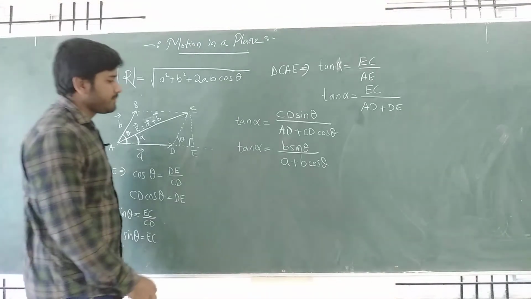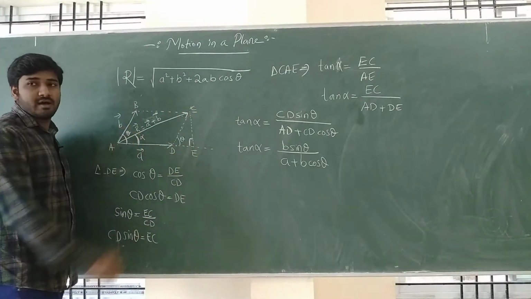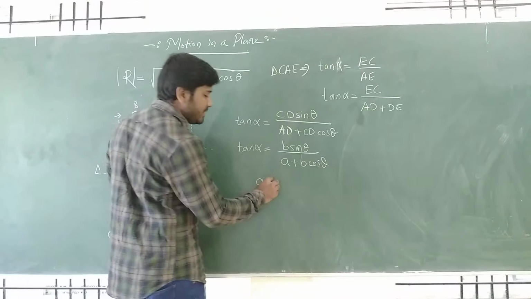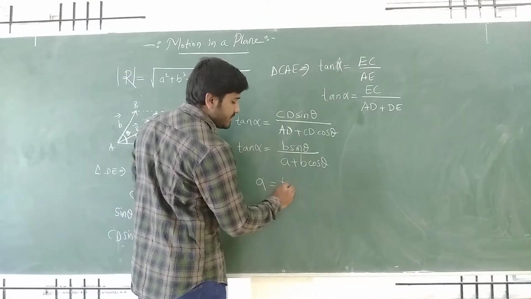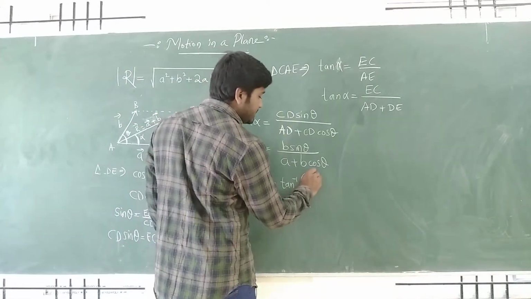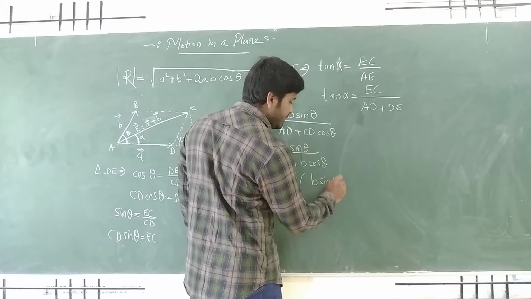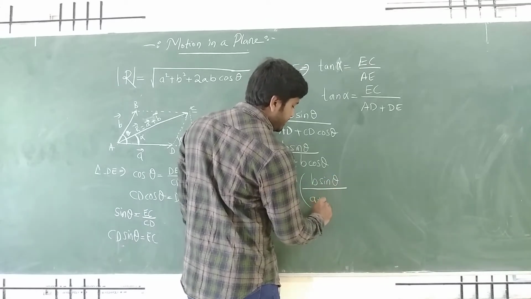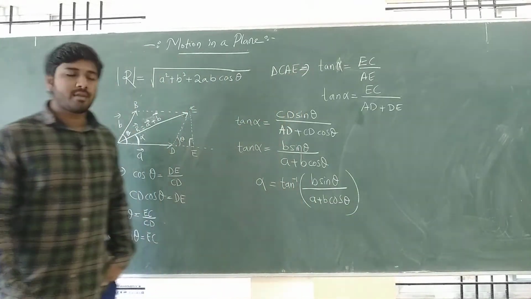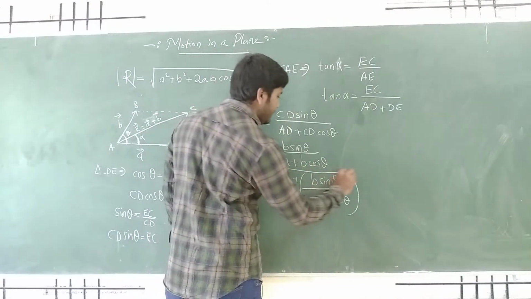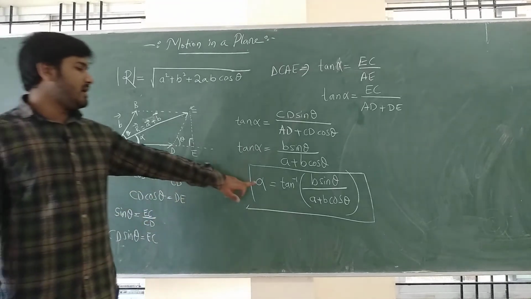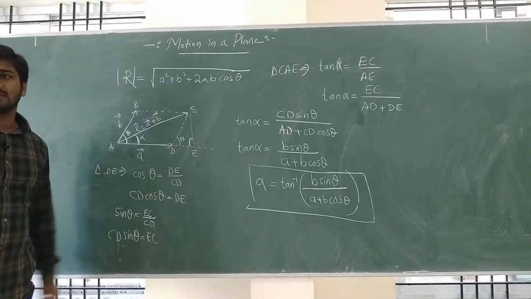Correct? Now, what do I need? I want alpha. So it is tan alpha, and I will write alpha here. Alpha will be equal to tan inverse, going to the other side. Correct? So alpha is tan inverse of B sin theta divided by A plus B cos theta. So the angle alpha can be calculated by using this formula. Understood? So this alpha will give you the direction of the resultant vector.